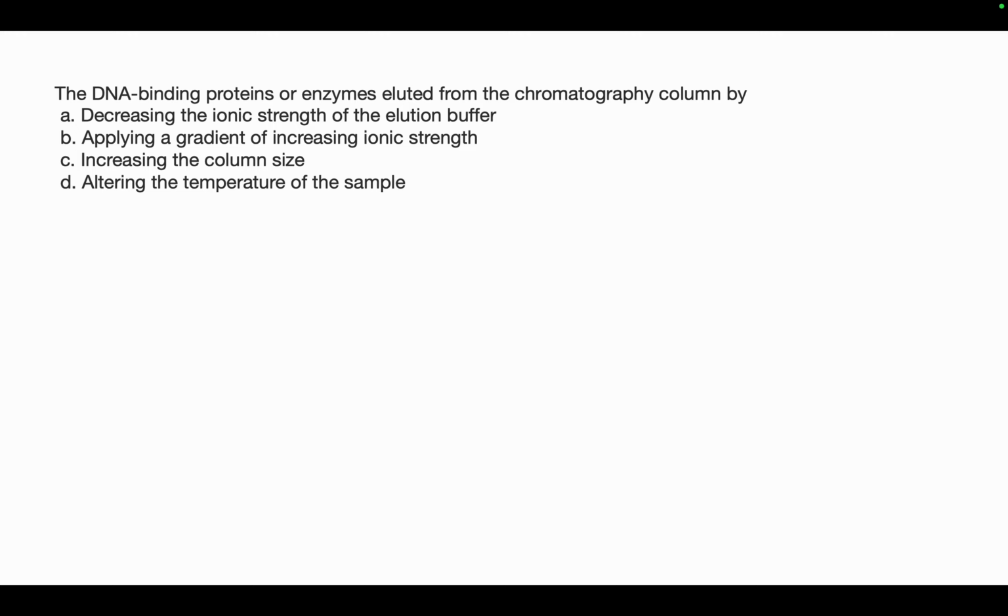The DNA binding proteins or enzymes are eluted from a chromatography column by what? We can elute DNA binding proteins or enzymes from a chromatographic column by applying a gradient of increasing what? So we have some interaction.